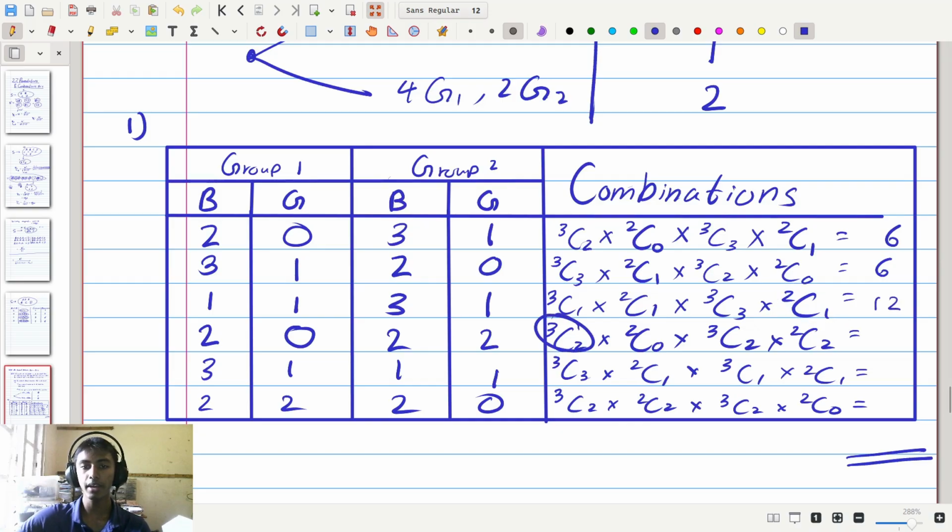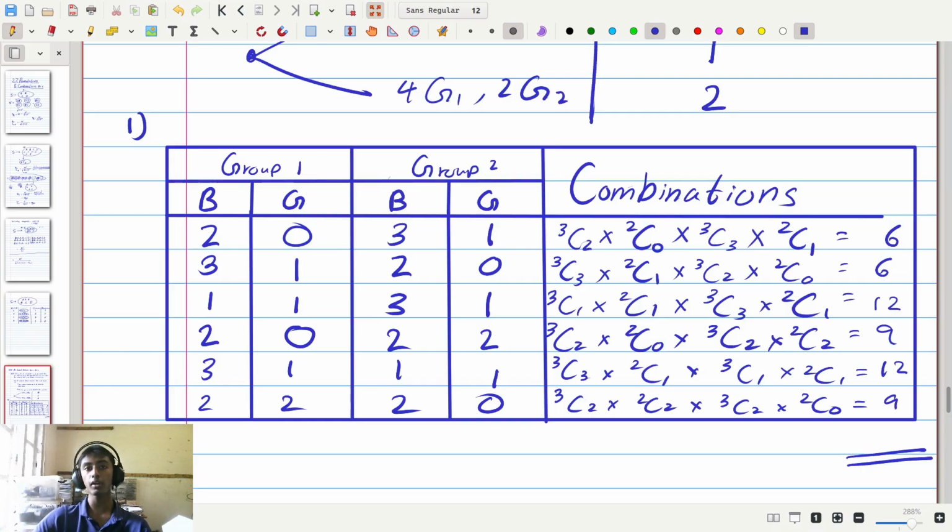For the next one, we have 3 times 1, so 3 times 3, which is 9, times 1, so 9. For the next one, we have 3 choose 3, which is 1, times 2, times 3, so that's 6, times 2, which is going to give us 12. And for the last one, we have 3 choose 2, which is 3, times 2 choose 2, which is 1, so 3, times 3 choose 2, which is 3, times 2 choose 0, which is 1. So we have 3 times 1 times 3 times 1, which is 9.